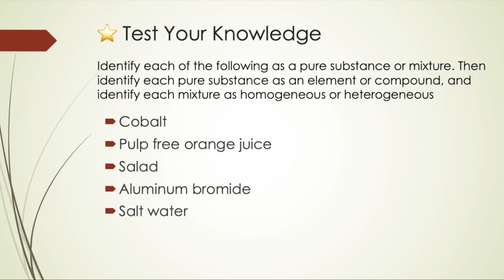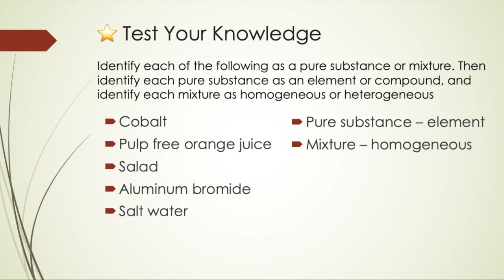Alright, let's see how you did. Cobalt is a pure substance, specifically an element. You can see it on the periodic table. Pulp-free orange juice is a mixture, and because there's no pulp in it, it's homogeneous. A salad, on the other hand, would be a heterogeneous mixture.